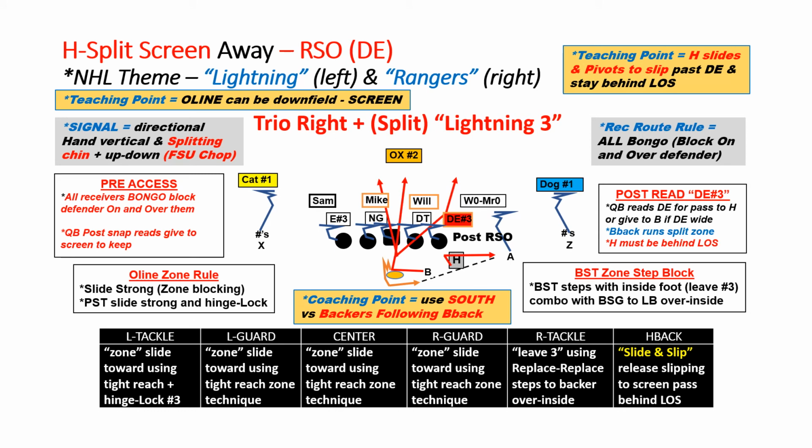Here then is the H split screen away from the H. Technique by the H-back is a slide step inside, plant, pivot with his back to the quarterback, and then slip to the sideline. Quarterback again will do his same post-snap read on the defensive end for a give, and then think pass to the screen pass to the H, to keep. Again, this can be a triple option if the back is covered, to the H-back is covered, to a quarterback keep.